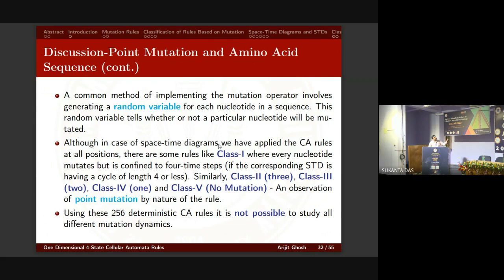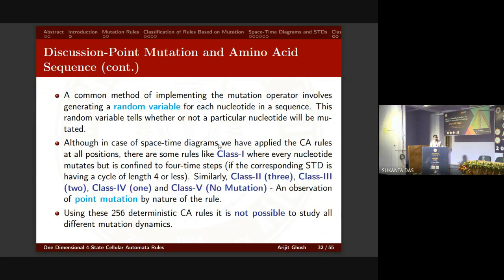Although in the case of the space-time diagrams, as applied, we have applied the CA rules at all positions. There are rules, like in class 1, where all the four nucleotides are mutated, but confined to only four time steps. Similarly, in classes 2, 3, and 4, the nucleotides are mutated, but in 3, 2, and only one time step. And in class 5, we have only one rule, that is the identity rule, where actually no mutation occurs. Thus, from the space-time diagram, we can observe that point mutation happens, as some of the nucleotides are not being mutated.